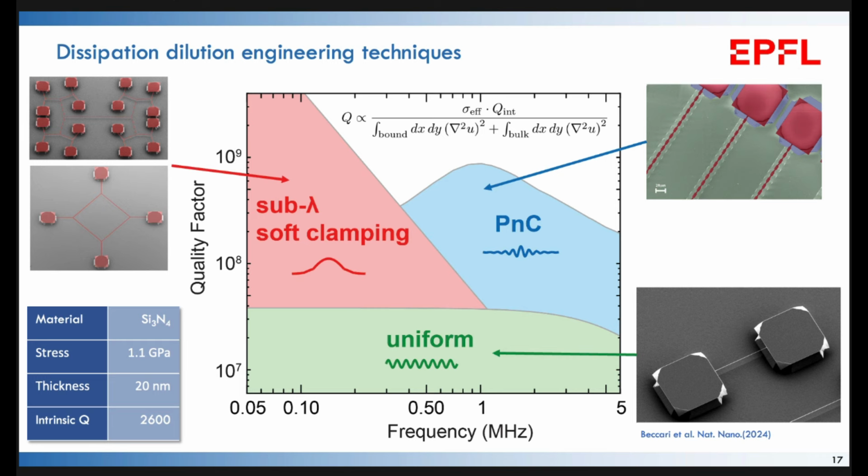This loss dilution can be augmented, as Albert explained, by mode shape engineering, removing the clamping losses and changing the scaling law of this loss dilution. You can also have what we call sub-wavelength soft clamping, where you can have these hierarchical structures or these perimeter modes, which you can think about as acoustic whispering gallery devices. And these can now have quality factors of 4 billion at room temperature, and they're extremely simple to make. But again, intrinsic quality factors are much smaller.